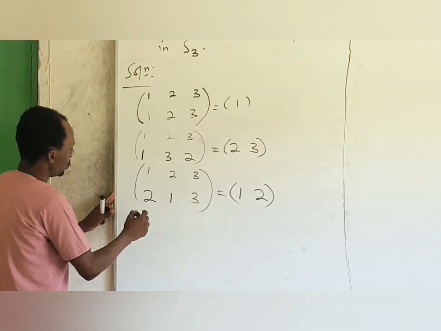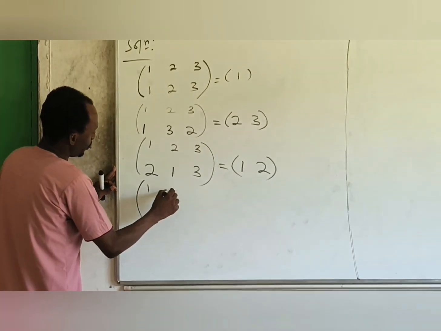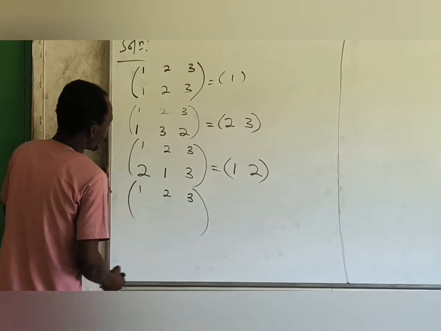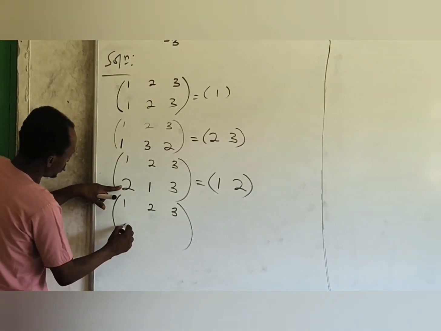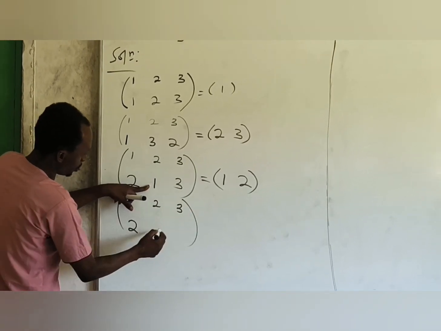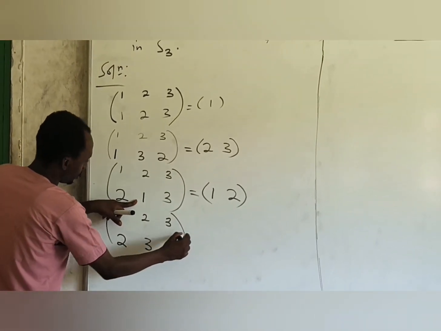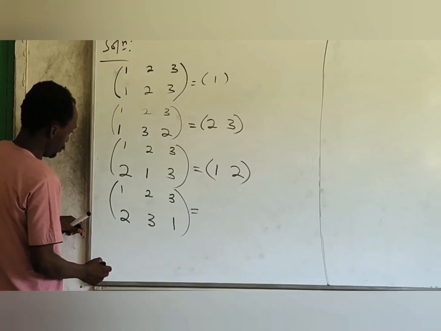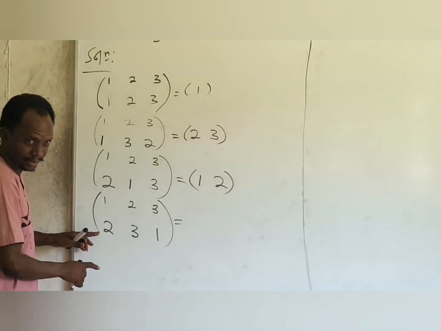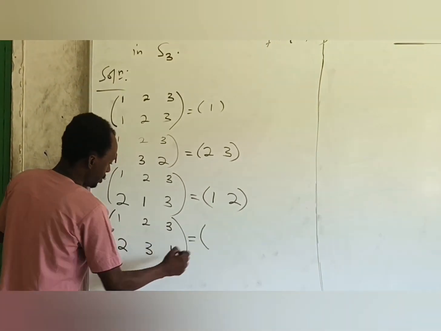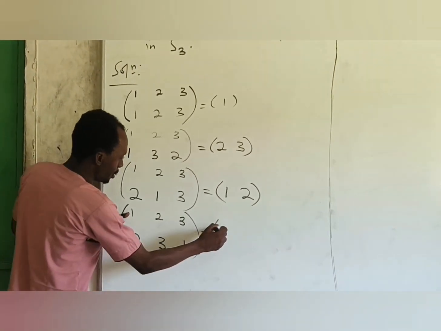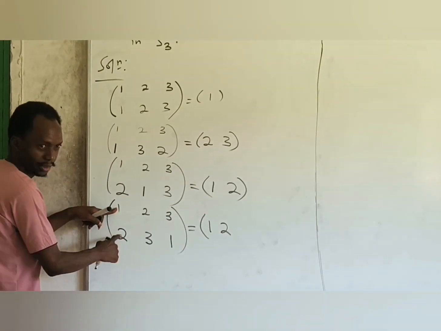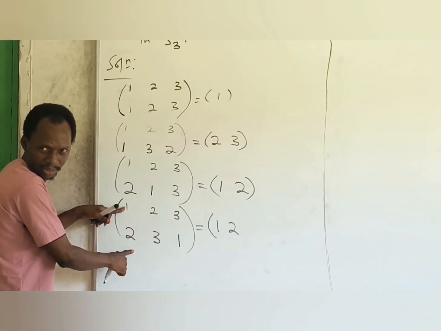Yes. So let's do again. 1, 2, 3. We have 2 again. We can repeat 2 and now change this. Can you see? 3, 1. So nothing is repeated. So let's see how the representation of this goes. 1 goes to 2. Are you watching?